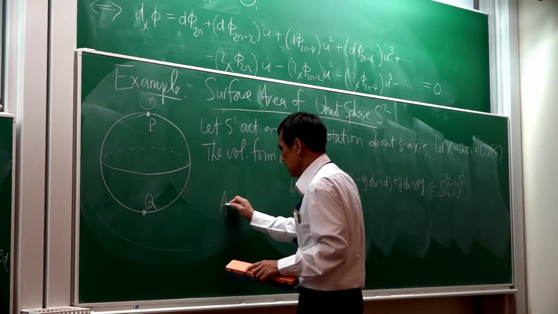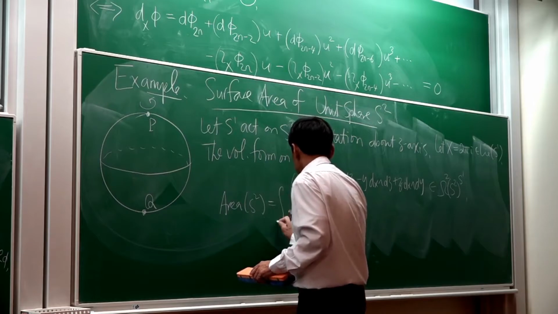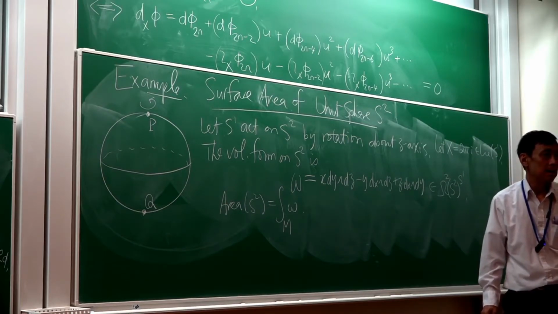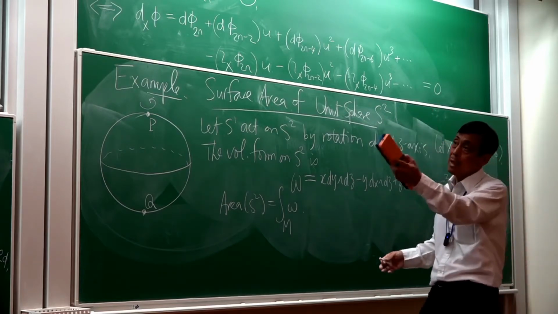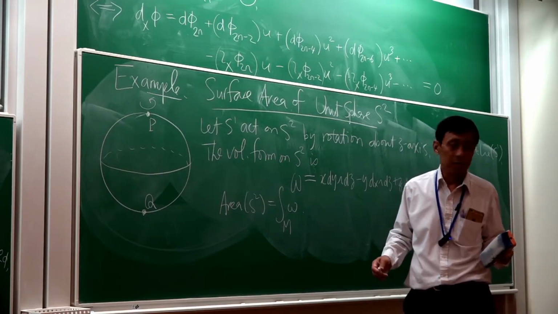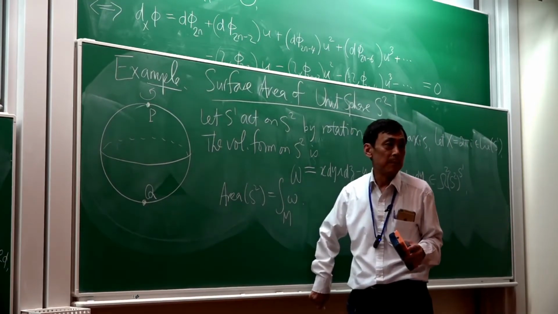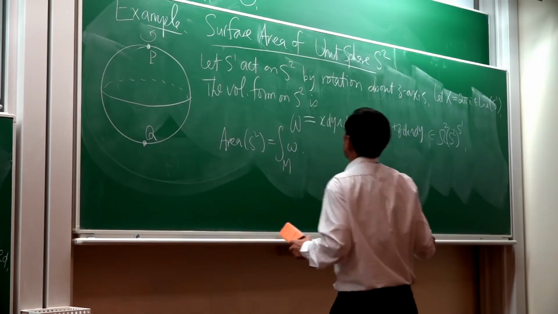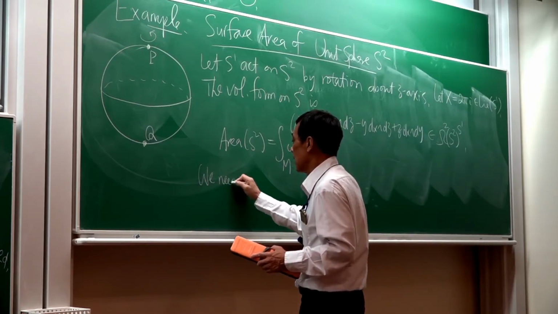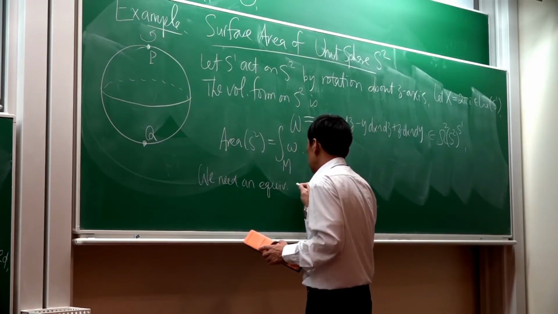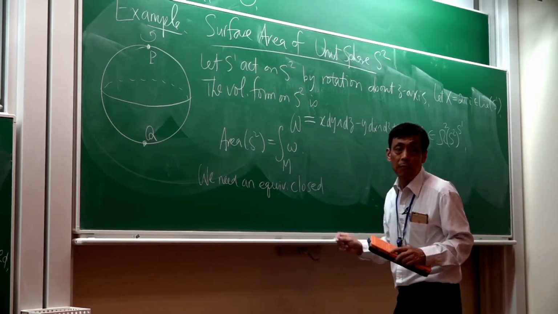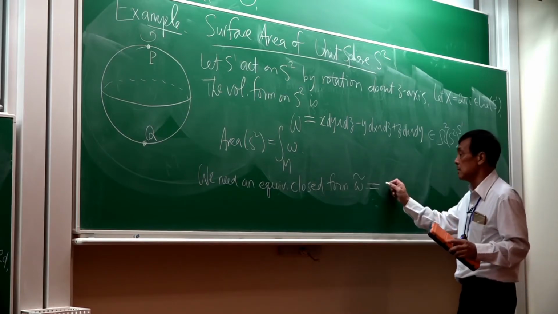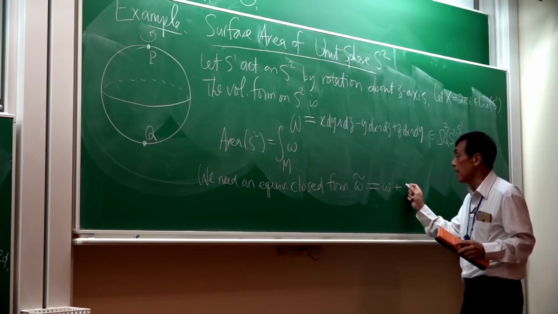And the area of the sphere is the integral of omega. But instead of calculating this integral, I'm going to apply the localization formula. So I need an equivariantly closed form. And this omega is not equivariantly closed, right? We need an equivariantly closed form, omega tilde, that's going to be an equivariant extension of omega. So it's omega plus F u.